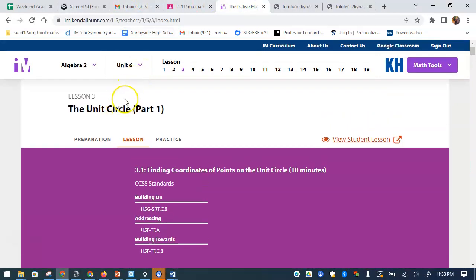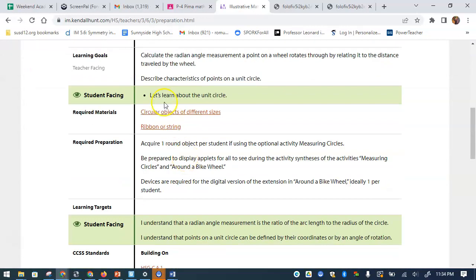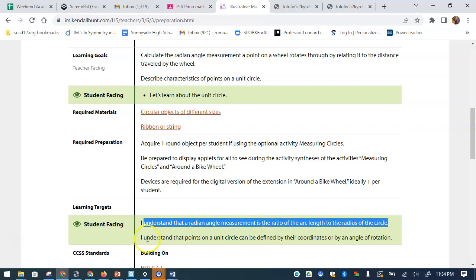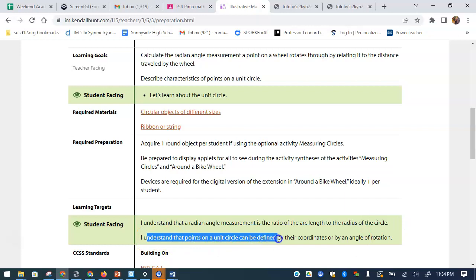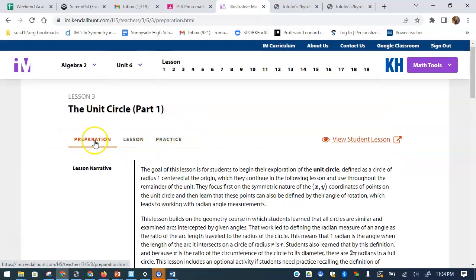This is unit 6, and the name of the lesson is the unit circle. So I'll walk through some of those tasks. Just before that, we better know what we are going to do in this lesson. Let's learn about the unit circle. I understand that a radian angle measurement is the ratio of the arc length to the radius of the circle. I understand the points on the unit circle can be defined by their coordinates or by an angle of rotation. So let's go directly and do some of the tasks.